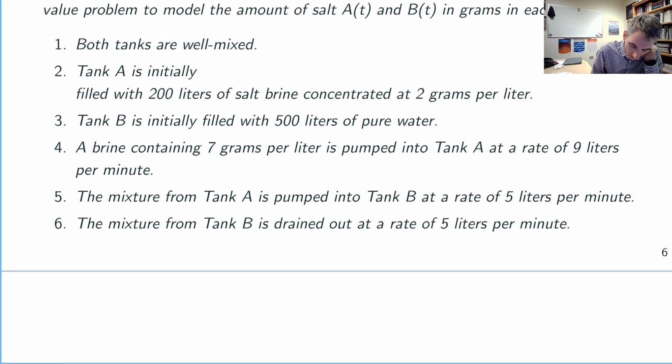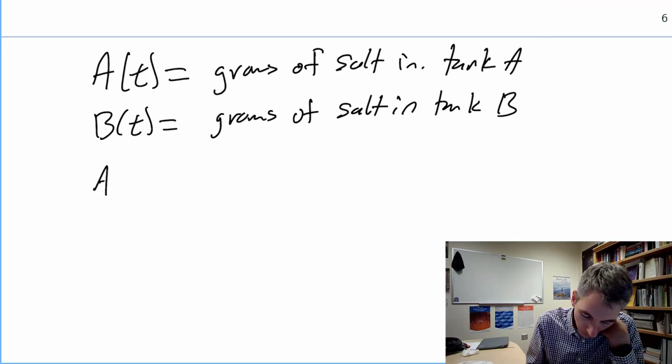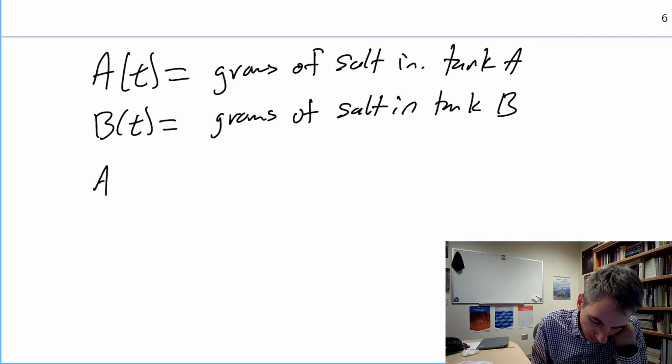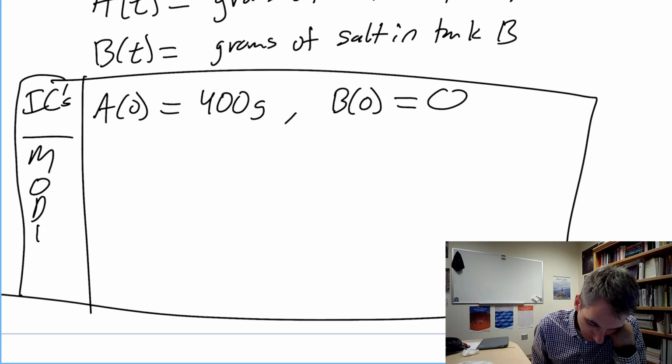So I'm going to just start putting some stuff down. A of t equals grams of salt in tank A, and B of t equals grams of salt in tank B, and there's going to be an A of 0 equals 400 grams, and there should be a B of 0, and let's see, it's pure water in tank B, so that's 0. So those are my initial conditions. That's part of the model. The initial conditions are part of the model.